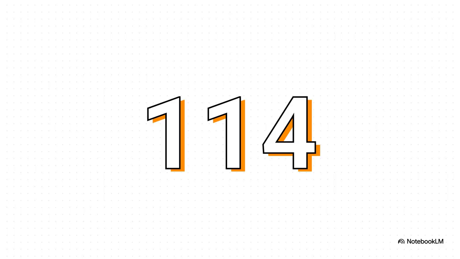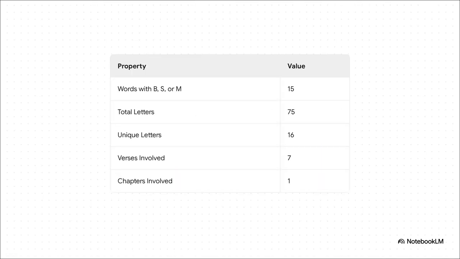And what do we get? Once again, it's exactly 114. So now we have two totally different methods, using two totally different sets of data from the text, and they both land on the very same number. Let's do one more, just to see if this pattern holds up. For our third and final calculation, we're going to come at this from yet another angle.